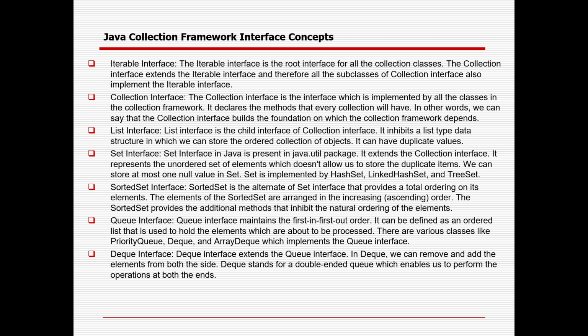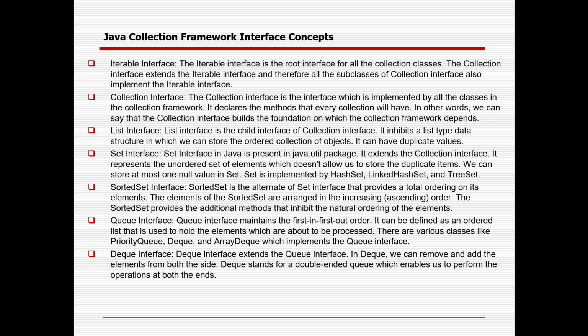And List, Set, SortedSet, Queue, Deque I already mentioned. List is nothing but it will store the ordered collection of objects, but it can have duplicate values. Set represents the unordered set of elements, which does not allow the user to store duplicate elements. SortedSet is an ordered set and it will also contain unique elements.